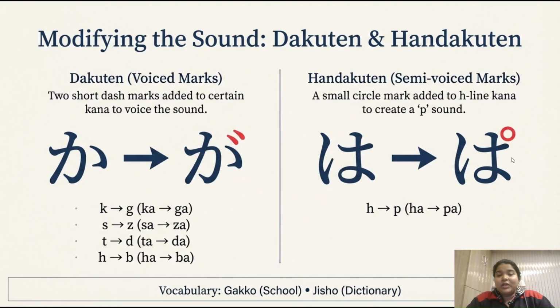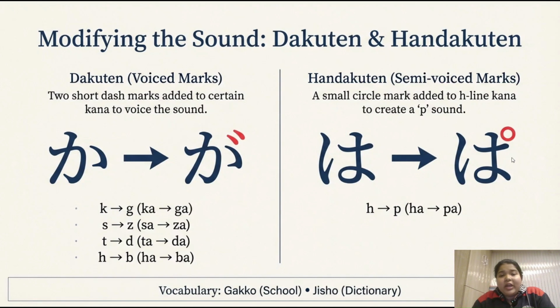Now in my previous videos, in my previous reels, I have spoken about the sounds. How exactly does it matter? Why does it change? Because the accessories are attached to it. It can be either TenTen or it can be Maru. And this is how the voice, the sound, changes. When the K has TenTen to it, it changes to Ga. S changes to Za. T changes to Da. H changes to Ba. Now here's the catch. When H has Maru, the circular one, not the TenTen, it changes to Pa.